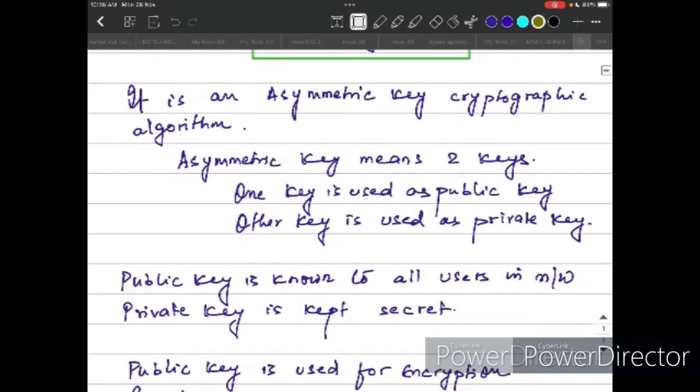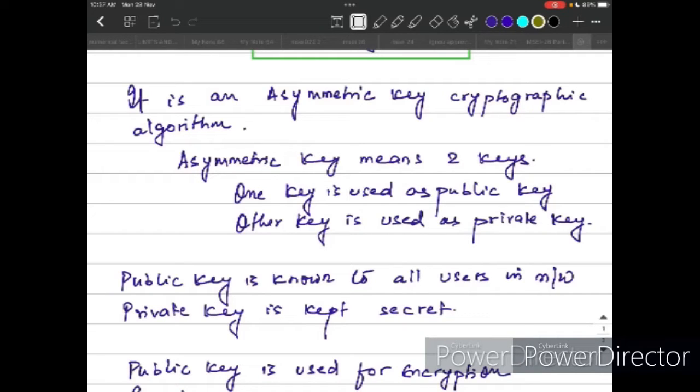So what is the RSA algorithm? It is an asymmetric key cryptography algorithm. Asymmetric key means two keys. One key is used as the public key and the other key is used as the private key. So what is the public key used for? The public key is used for encryption and the private key is used for decryption.